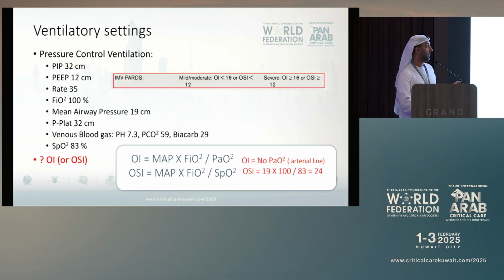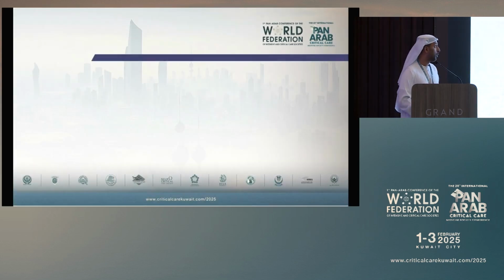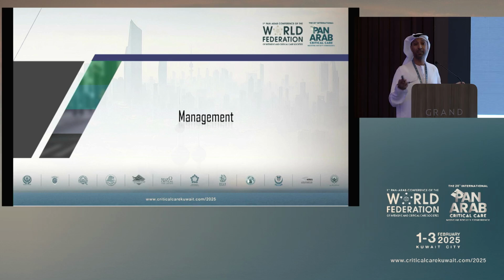I just want to tell you here, this is the severe again: more than 16 on OI, more than 12 on OSI is severe ARDS. So management, that's important, that's what we are studying. I'm not doing a lot of theoretical stuff. It's not really helpful at the bedside. So theoretically, what should we do?